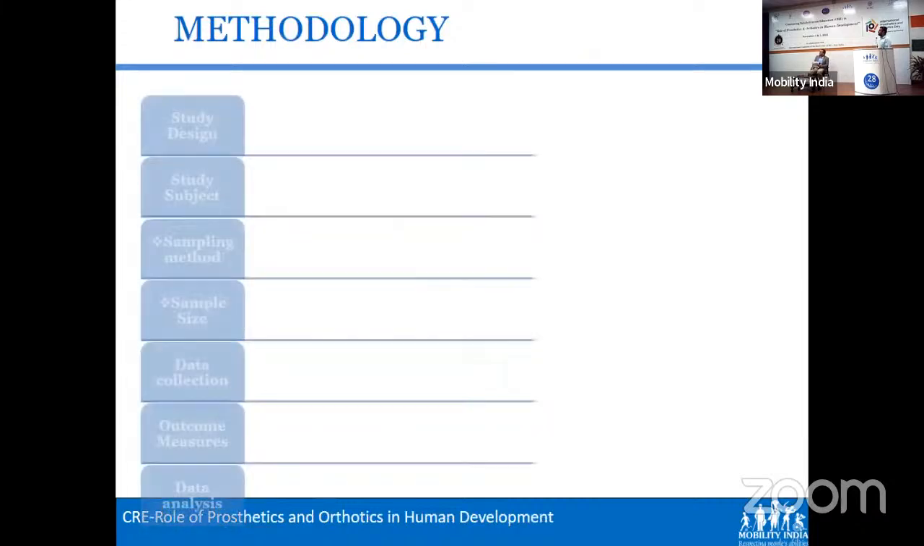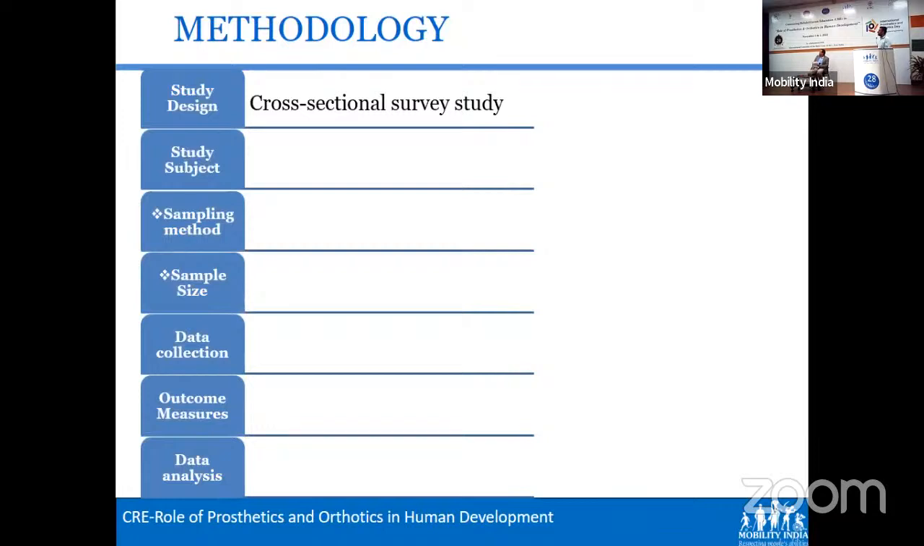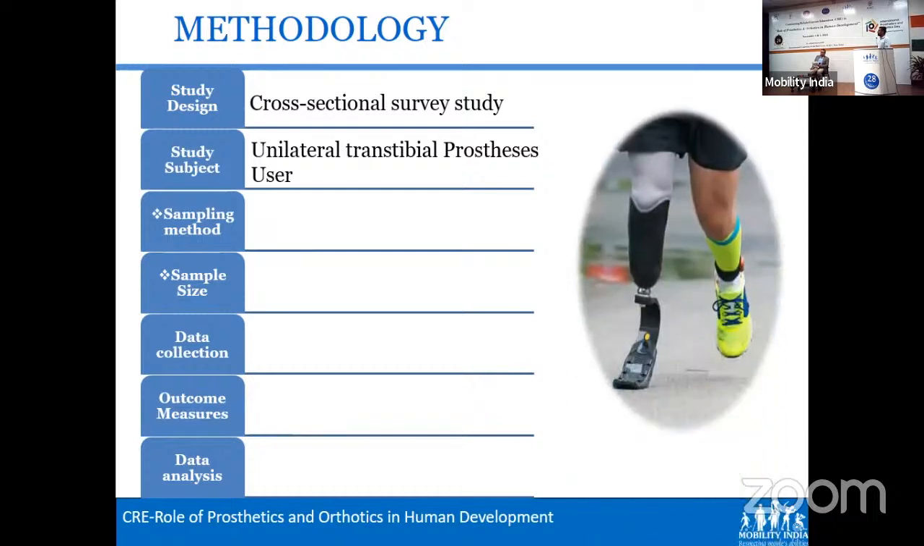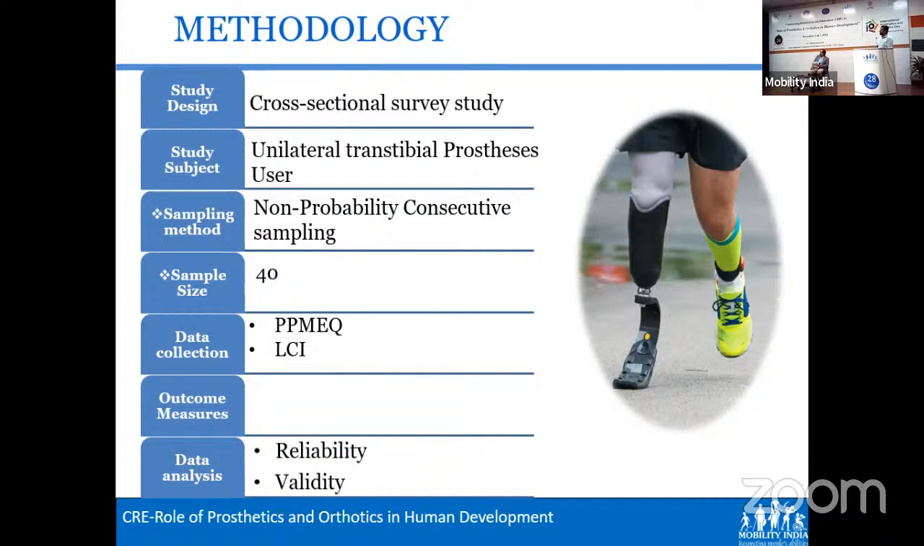Now moving on to methodology. The study design is a cross-sectional survey study. Study subjects were unilateral transtibial prosthesis users, the sampling was non-probability consecutive sampling, and the sample size is 40. Data collection was done through two questionnaires: one is the newly constructed Pictorial Prosthetic Mobility Evaluation Questionnaire, or PPMEQ, and the other is the already established Locomotor Capabilities Index. The outcome measures for this study are reliability and validity. Data analysis was done with WinSteps software using the Rasch analysis approach.